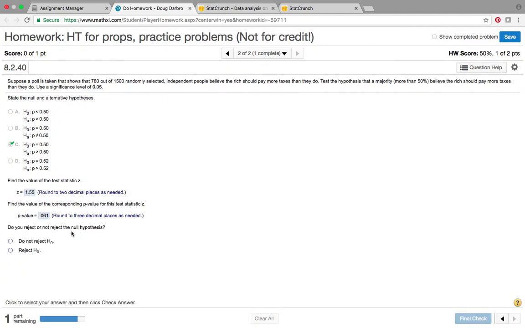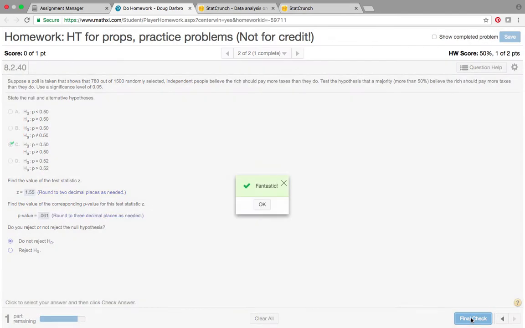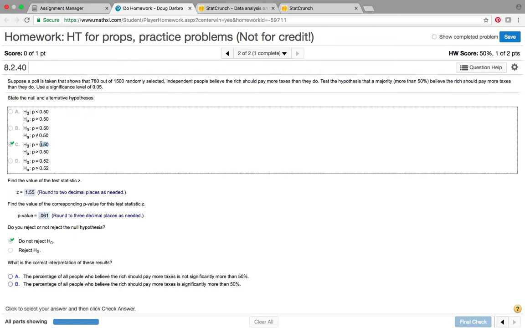Do you reject or not reject? Well, guys, our p-value is greater than our alpha, so we're not going to reject. So the correct interpretation, if we don't reject, is that we are buying into the null hypothesis. So P is 50%. So the percentage of people who believe is not significantly more than 50%.